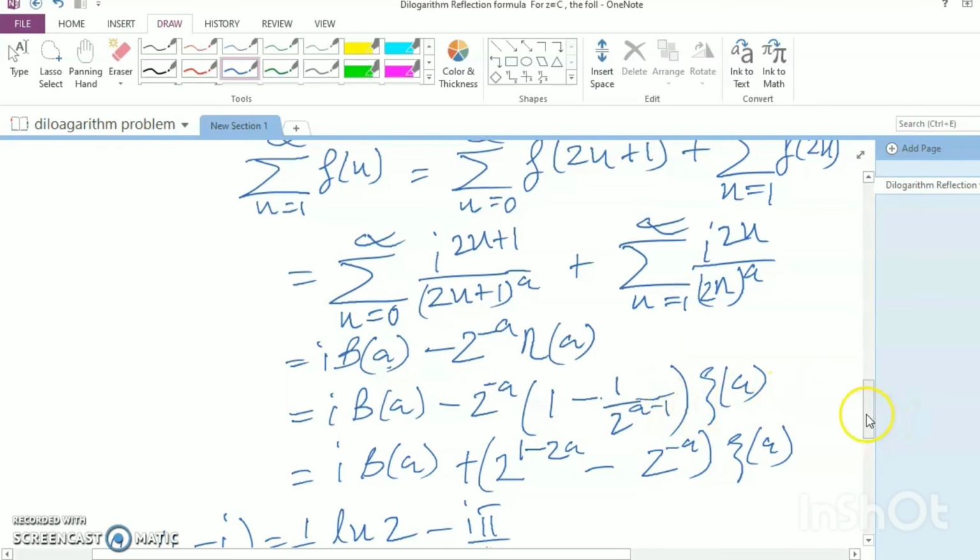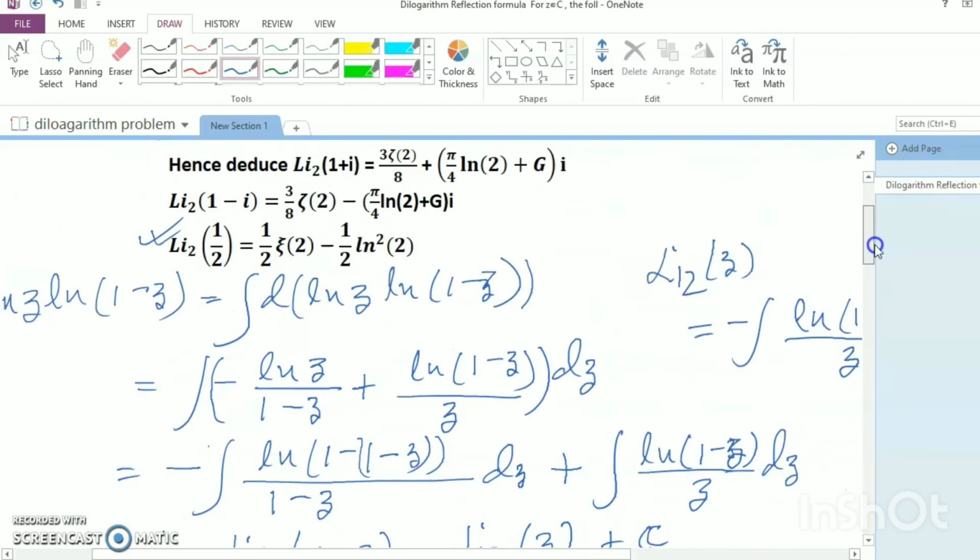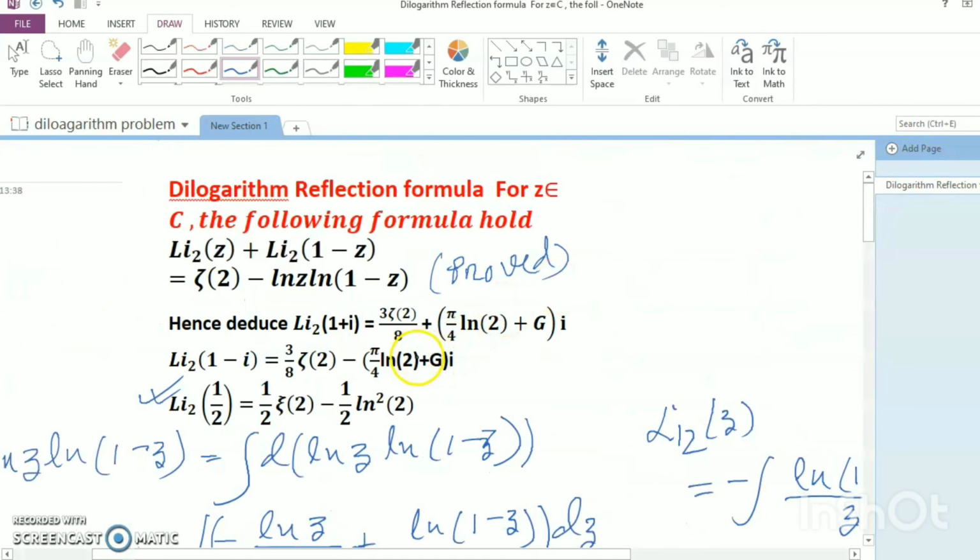All the formulas are very important for solving other problems.